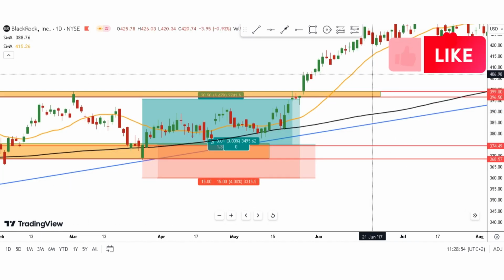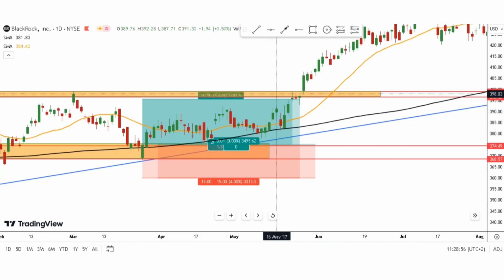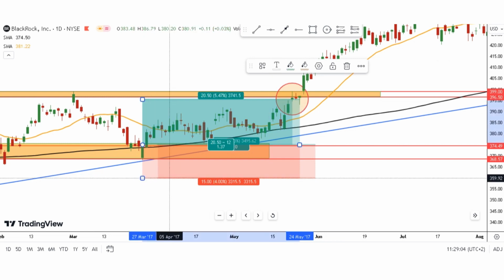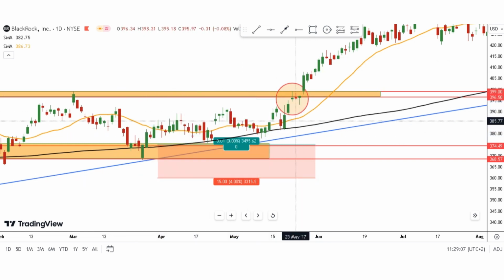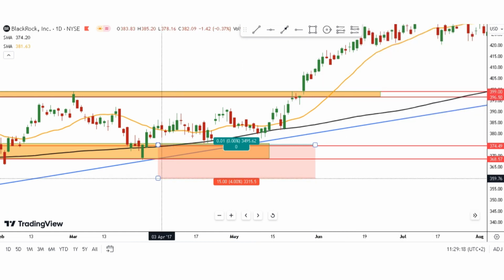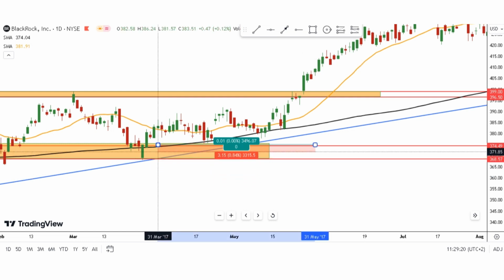Now let's look at the second example of the BlackRock trade. We bought two positions at the 375 price level. As the price rose, we hit our first take-profit target at 395.5, giving us a profit of 5.5%. We then moved the stop loss of our second position to break even, meaning the entry level. This makes our second entry risk-free.